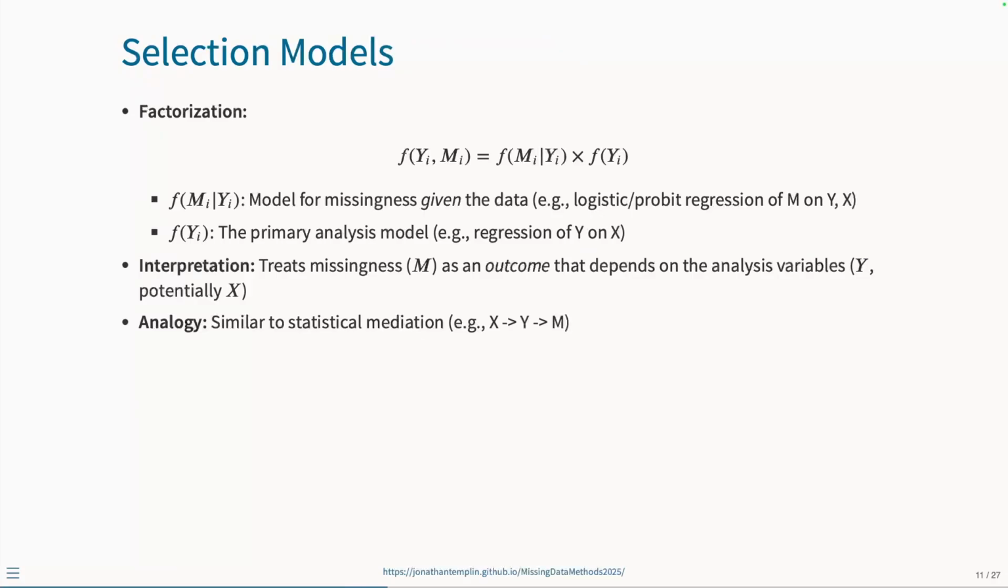In selection models, the factorization is this. We are looking at the joint distribution of the data and M itself, which is sort of weird because the data doesn't exist. We know what M is almost entirely. But from this, we can think of it as the distribution of missing given Y times the conditional distribution of Y. So what is the distribution of missing given Y?